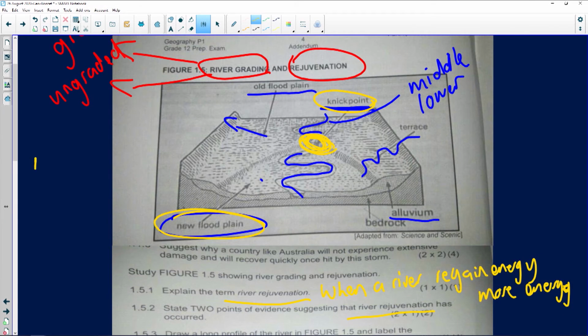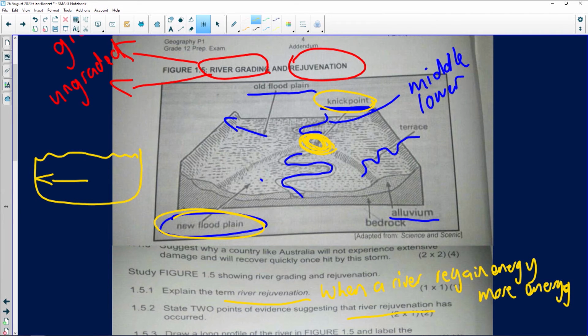We've added more water. Now, keep this in mind. If this was the river bed, what happens when we add more water to this river bed? It's going to increase the erosional capabilities of the river. So what's going to happen? We're going to experience more lateral erosion and more vertical erosion.